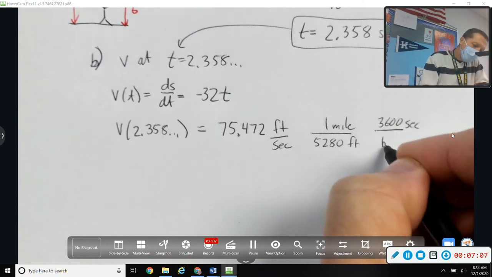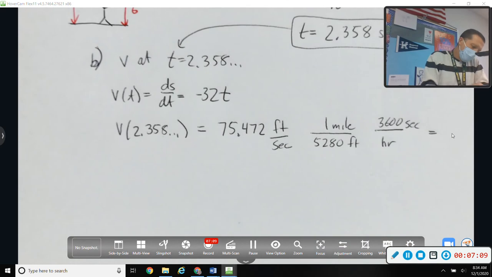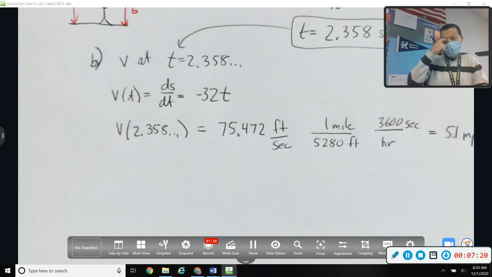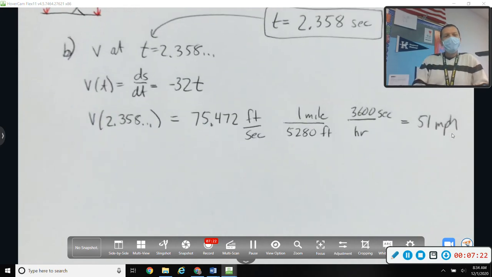Seconds in an hour. Again, not required, but how fast is that in miles per hour? Yikes. 51 miles per hour. So that's going to be a problem. A deadly problem.